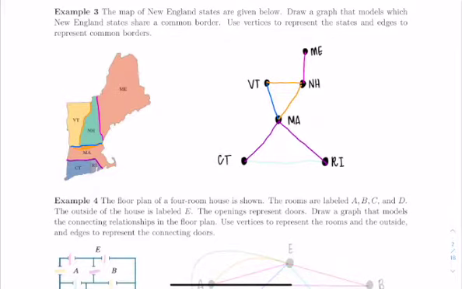And now we just want to look at Connecticut and Rhode Island, because those actually share a border as well. So we need to make sure we connect a line there. And so that is what your graph should look like when you're done.